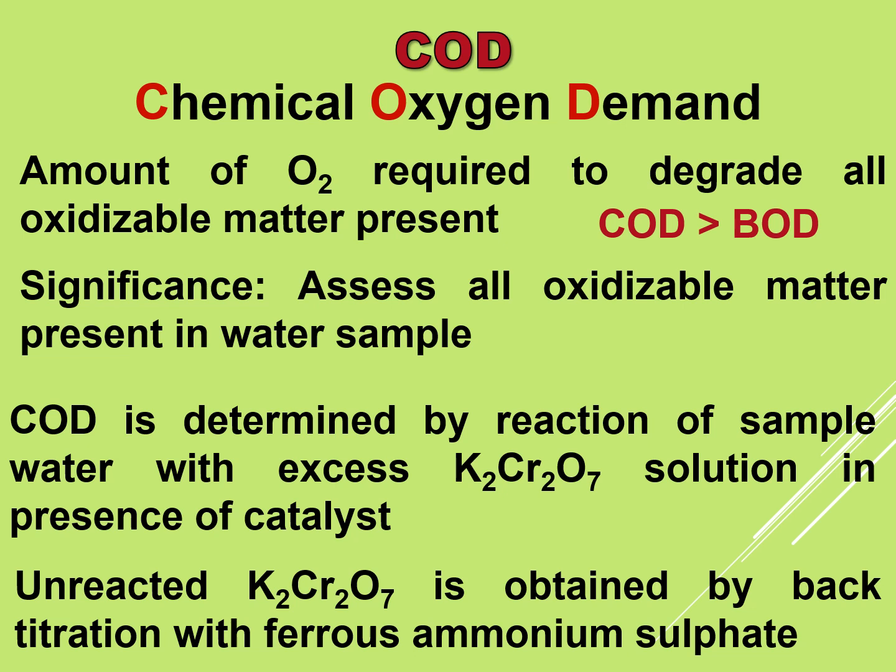Okay, so we add a fixed quantity of potassium dichromate. That potassium dichromate will oxidize all the matter present in that water, and there will be some remaining potassium dichromate that is obtained by titration with ferrous ammonium sulfate. So you know the initial quantity, you know the final quantity, subtract them. That is the quantity of potassium dichromate which has reacted with the compounds present in water.